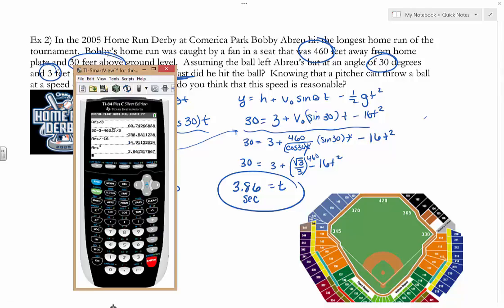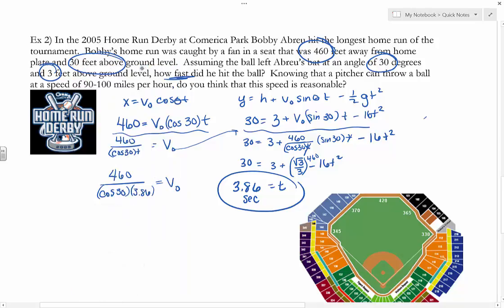And what am I going to get? 460 divided by the product of that number and cosine 30. 137.552. 137.552 feet per second.